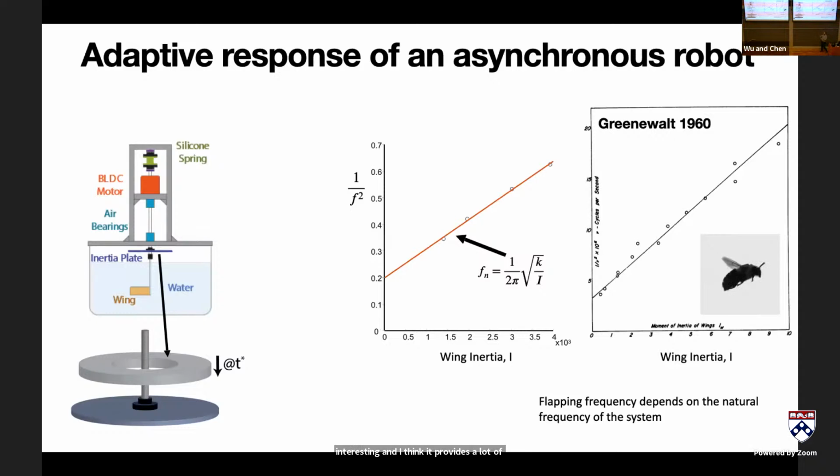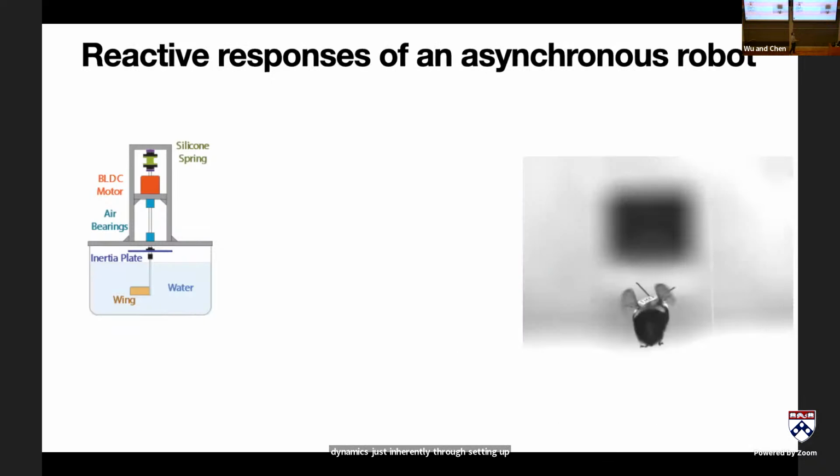Again, by being able to track the system dynamics just inherently through setting up this system. The other one is just looking at wing collisions, and this is work that I did at Harvard with Andrew Mountcastle. There's a wire here. This bee is flapping its wings at about 180 hertz, and it hits a wire, and within about 3 wing beats, it stops its wing beat.